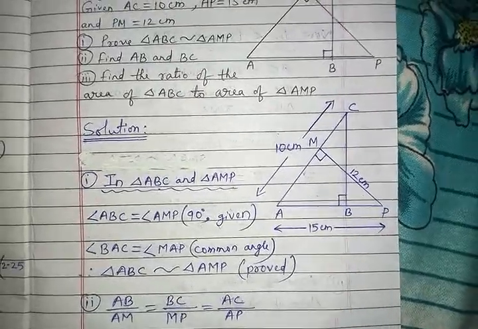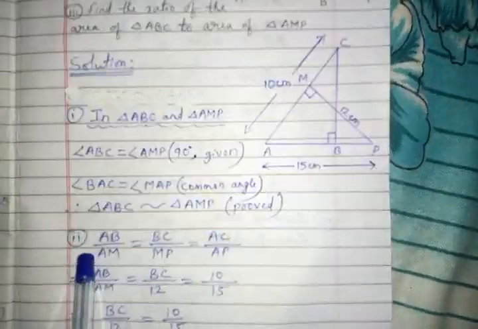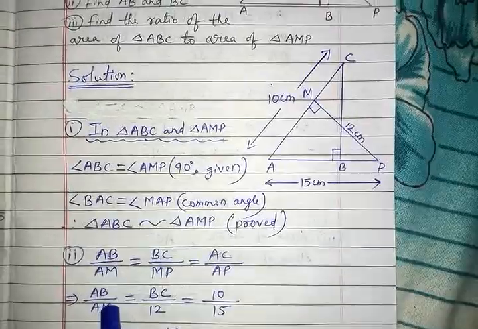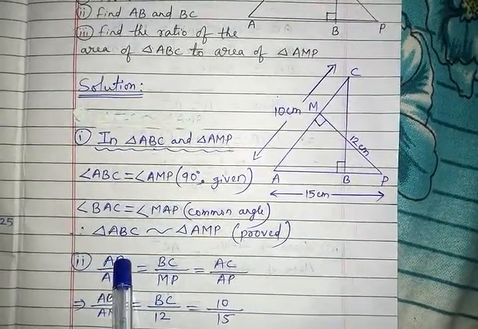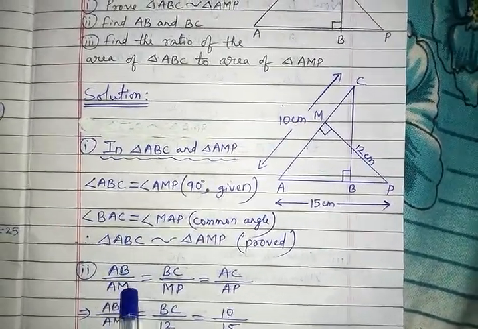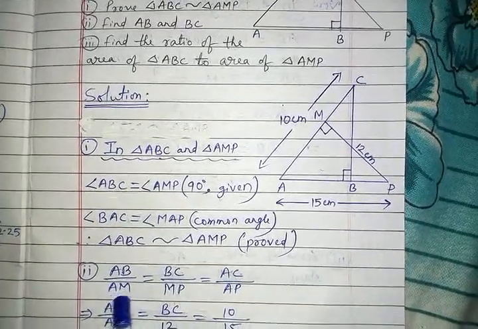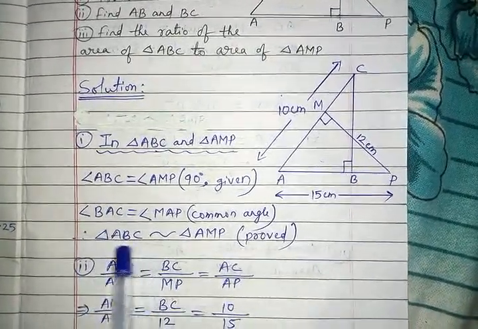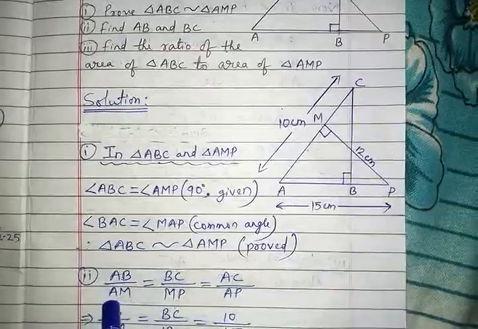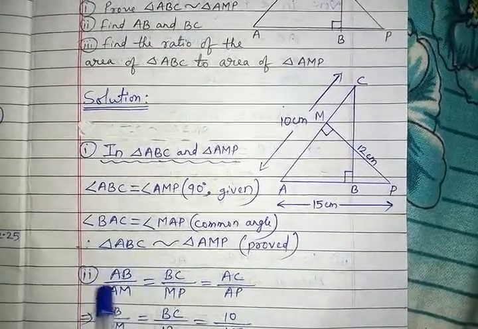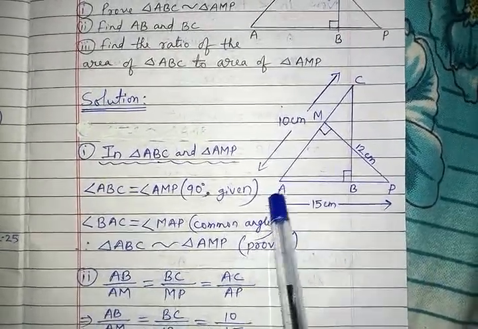Now you might be asking, sir, why not by using proportionality theorem? Then let me tell you children, AB we have to find, but AM value is not given. So when AM also not given, AB also not given, it is very difficult to find the value of AB by using proportionality theorem. So we will find the value of AB by using Pythagoras theorem.